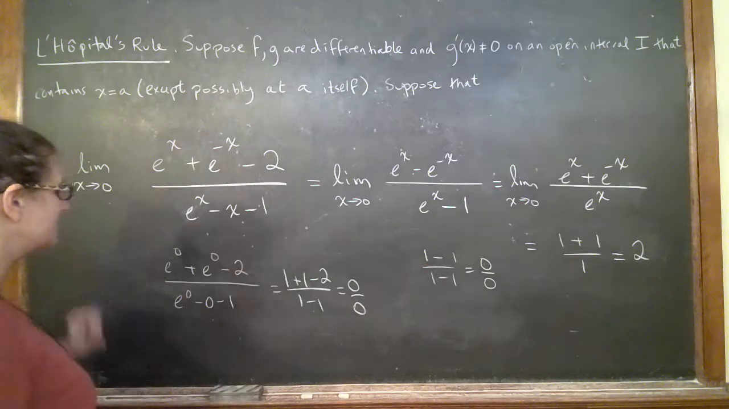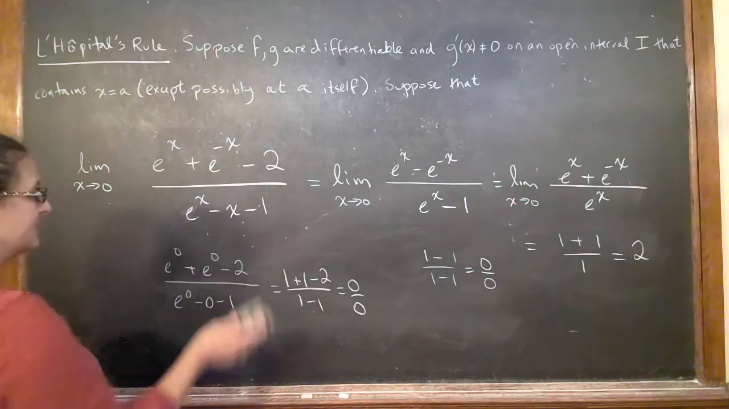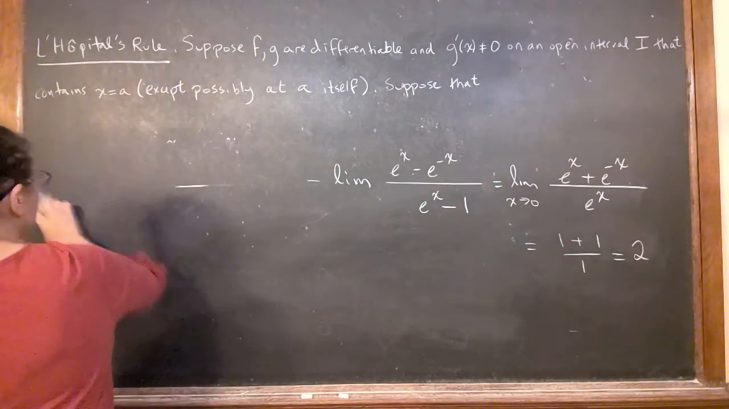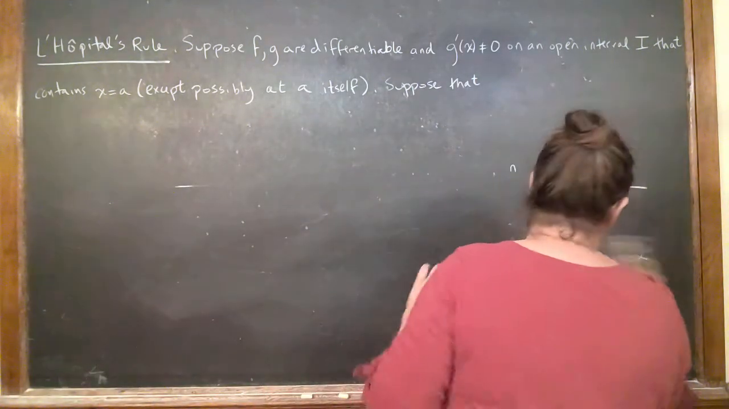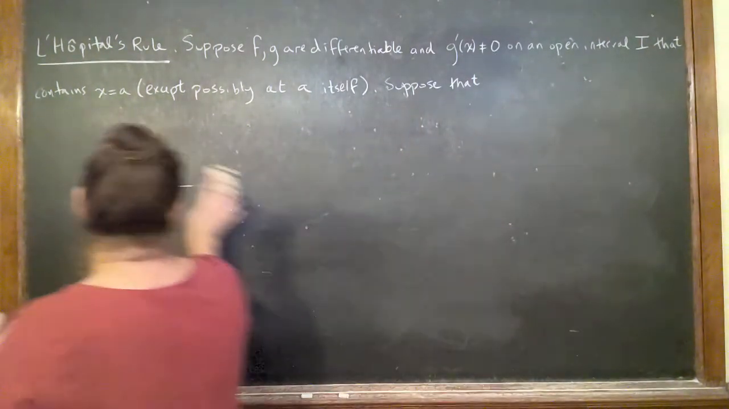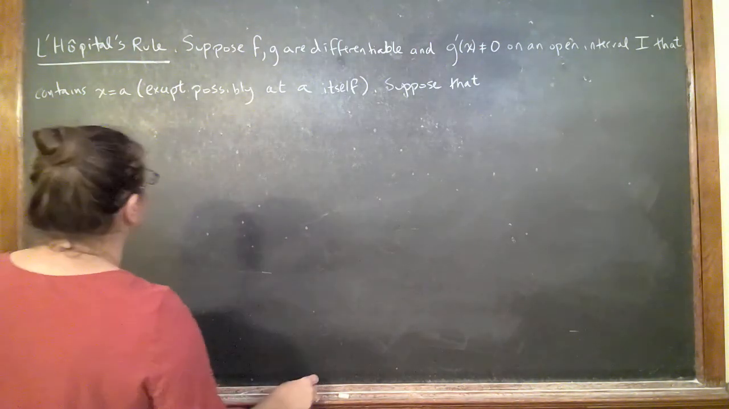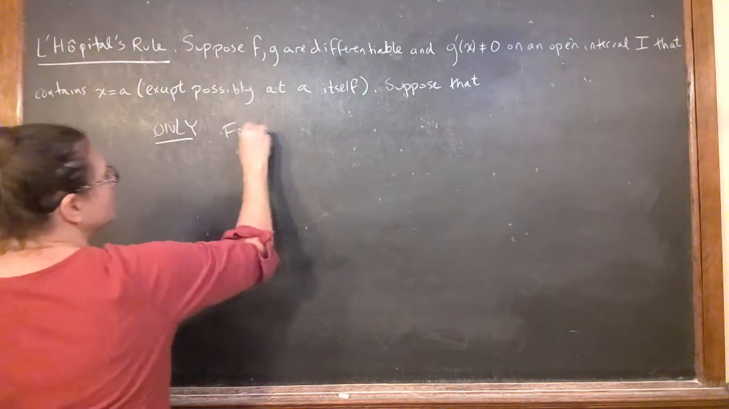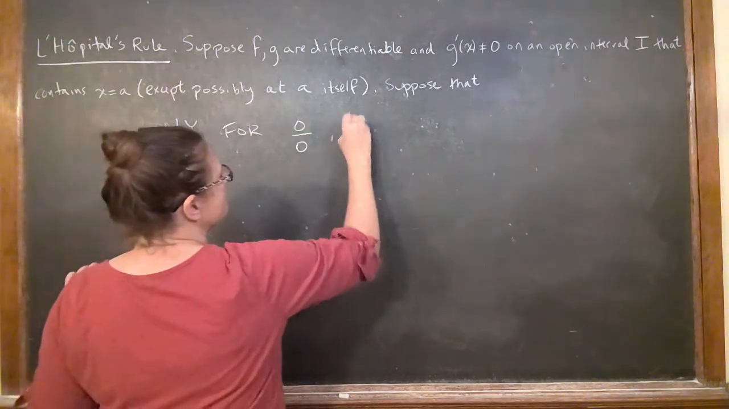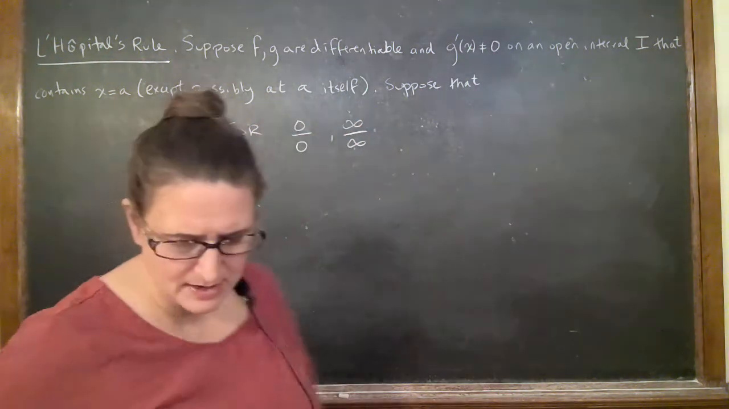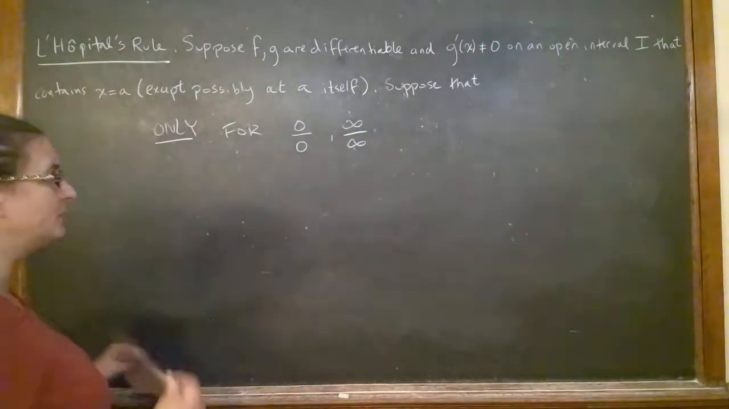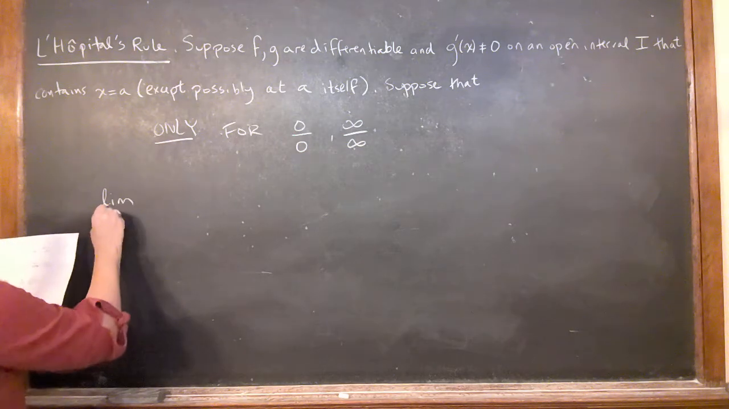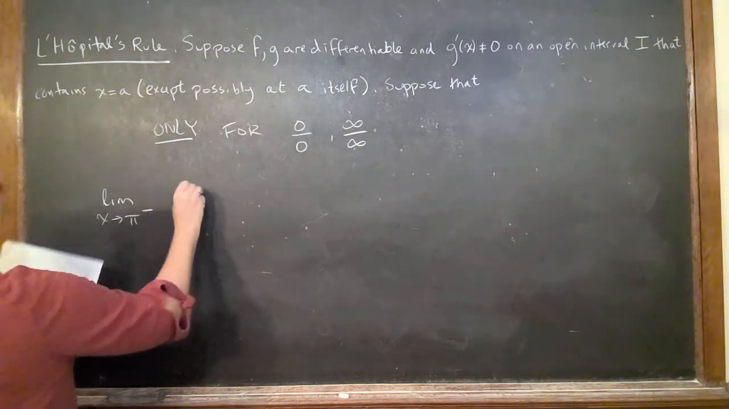Okay, so I have one more example of a simple sort, but I want to be careful that this example really makes a good point. The point of this example is that L'Hopital's rule only works for these indeterminate forms. So you can't just willy-nilly, whenever you see a fraction, try to use this, because you will just get the wrong answer. And here's an example.